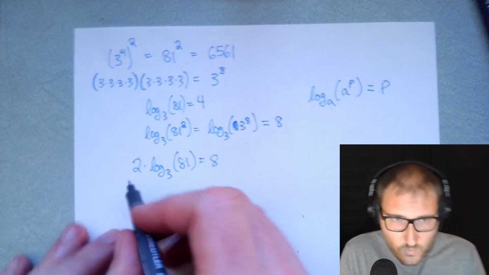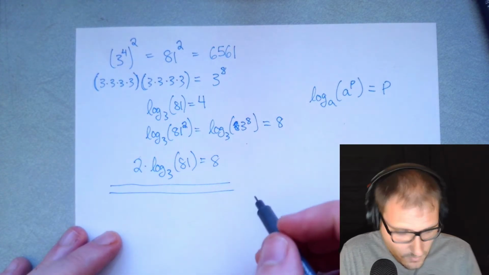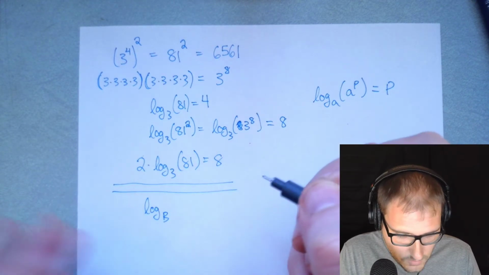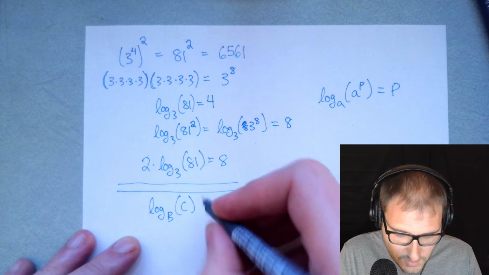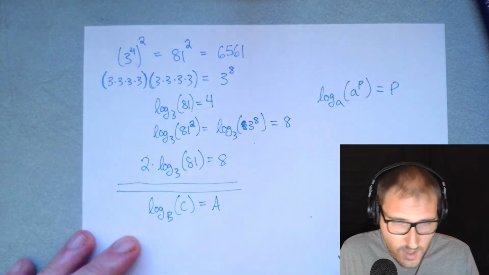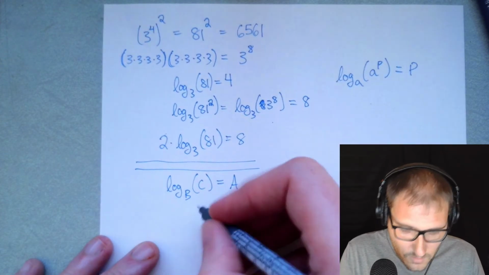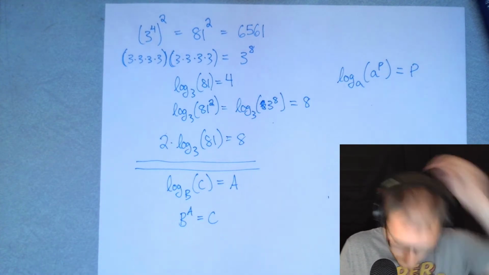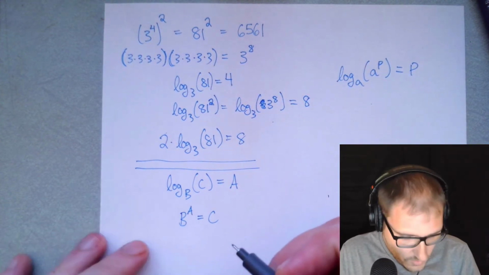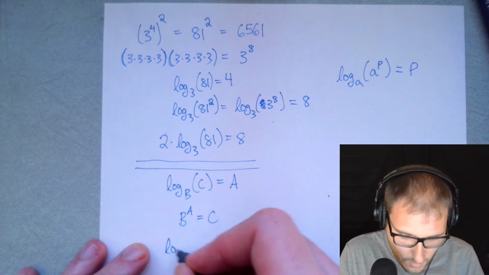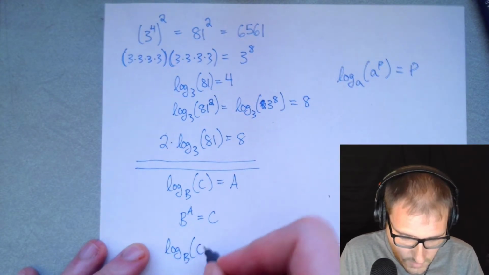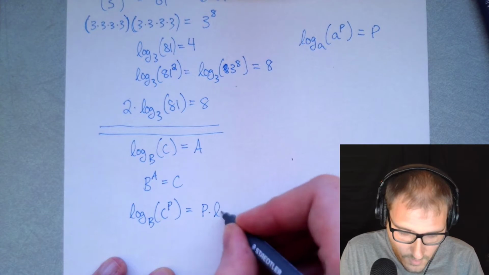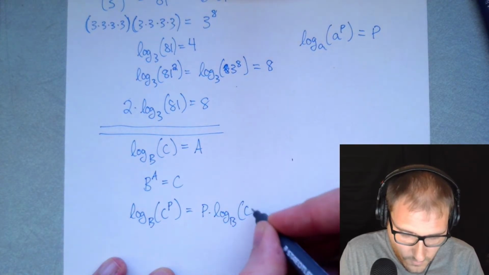So now we're to the point where maybe we'll just start writing down some identities and definitions and things. So let's say we have log base b, just a generic thing, of some number c, and the thing we got out of that is a. So this implies the relationship b to the a is equal to c. The thing we just showed is if you have a power in there, log base b of c to some power p, you can bring that out as a multiplication. p times log base b of c.